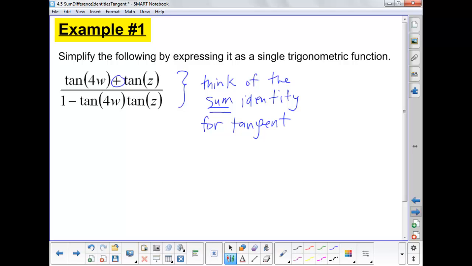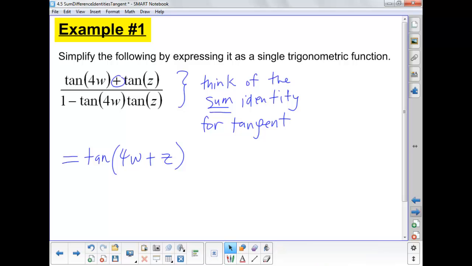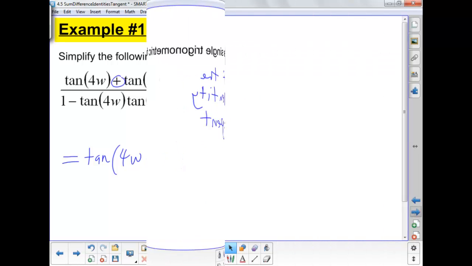Now, the one thing I have to realize here is what my two angles are. So the first angle inside that first expression would be 4w. The second angle is z. So what I'd be able to do is simply say, well, this is just the sum of those two angles, so it would have to be 4w plus z. Okay, now in this case, w and z, those aren't like terms, so I wouldn't be able to simplify that any further, but now I have a single trigonometric function representing the expression that we saw there. Okay, so we wouldn't be needing to do anything else with this expression. We have simplified it. Example 2.